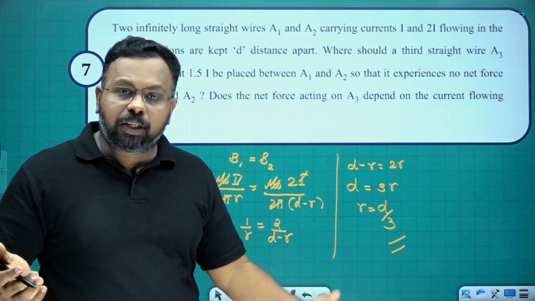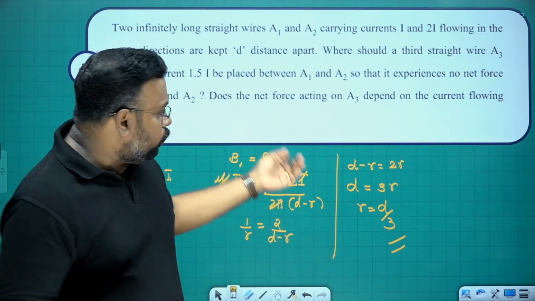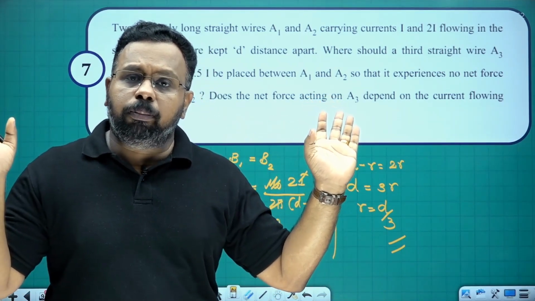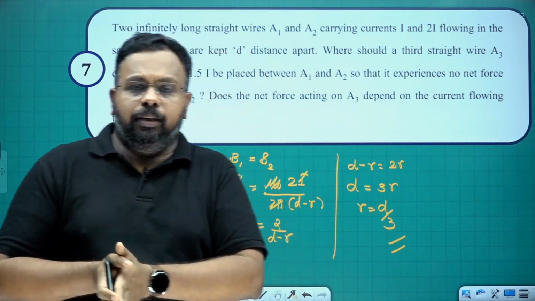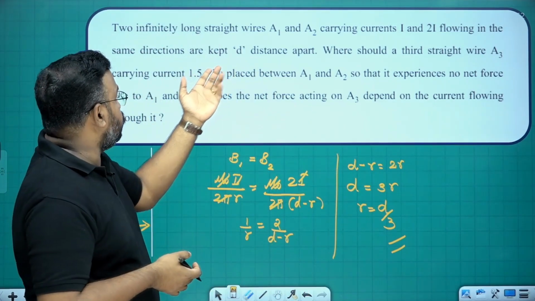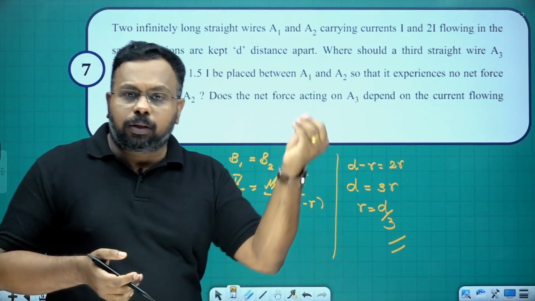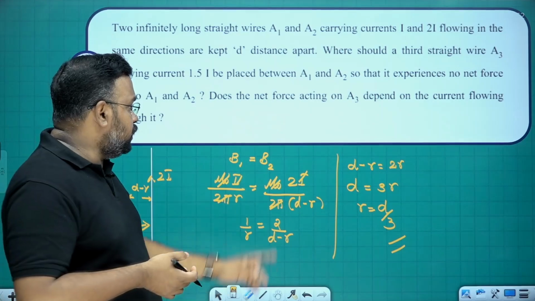What do you think? Did we consider that conductor here? No. What we checked is whether the field is 0 or not. If the field is 0, the force will be 0, no matter how much current that conductor is carrying. So here the conductor is carrying 1.5 I, it is given 1.5. We did not use that at all. That means whatever the current flowing, the force will be 0.